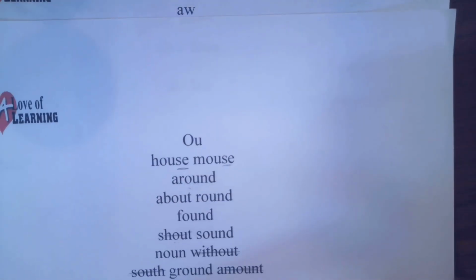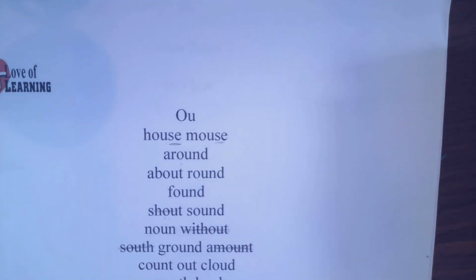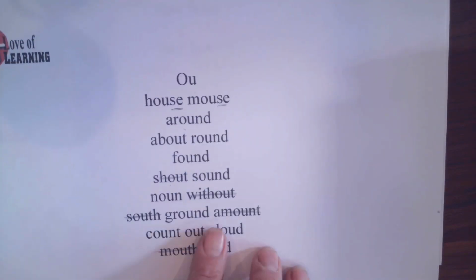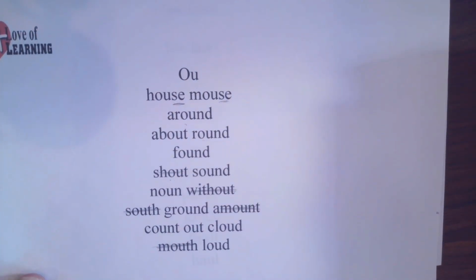Then we have 2 ways to make aw. So you're going to read these 4 right here. And then you're going to read these bottom 4 as well. And then we're going to do OU makes ow. So pick 4 of those to do, and you can do the crossed out ones now. You're ready for those.